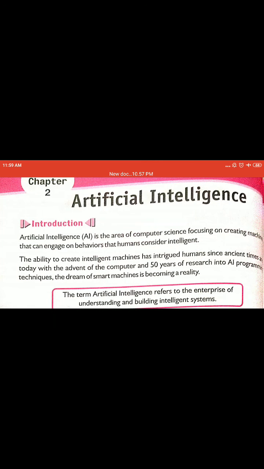Introduction. Artificial intelligence is an area of computer science focused on creating machines that can engage in behavior that humans consider intelligence. So what is intelligence? We take some decisions in an intelligent way. Say, for example, you are riding a bicycle in the street and you see a dog crossing the street. What happens? You suddenly put the brake and slow down your vehicle so that the dog can cross the street, and after it crosses you ride the bicycle again. So this is a kind of intelligence.